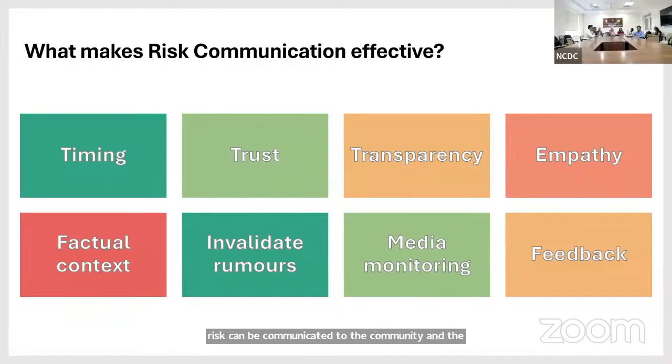Then trust and transparency. These are all the pillars of risk communication, the factual context, and invalidating the rumors. So there is a procedure of having a rebuttal for the fake messages and the fake news. Media monitoring becomes very important, and obviously the feedback. Feedback is through the social listening, which we do through public information gathering. It could be through the social media, how many people are looking for drugs, vaccines for the Mpox. So this will help us have some targeted messages accordingly.